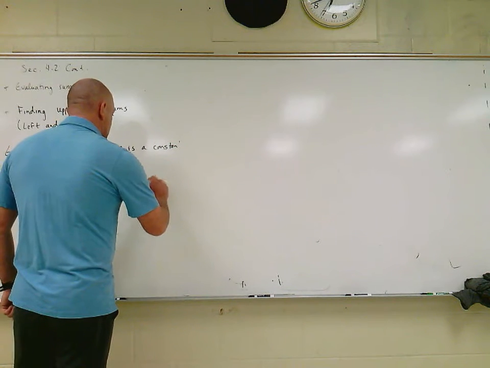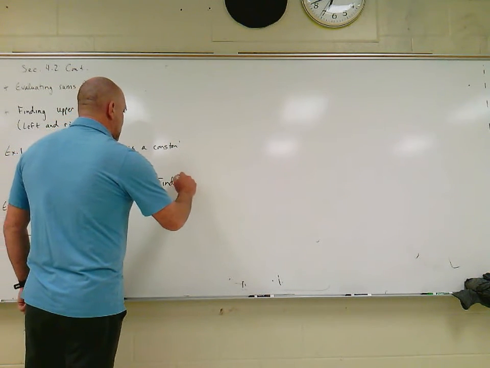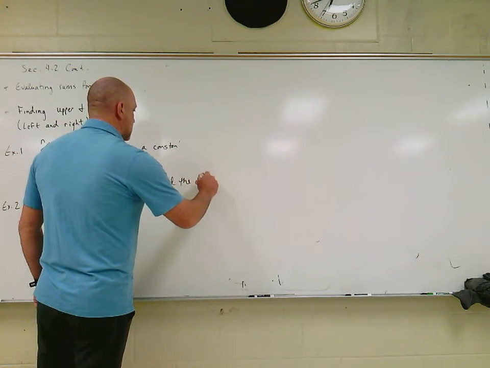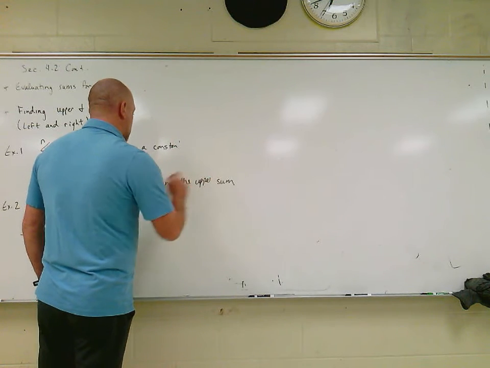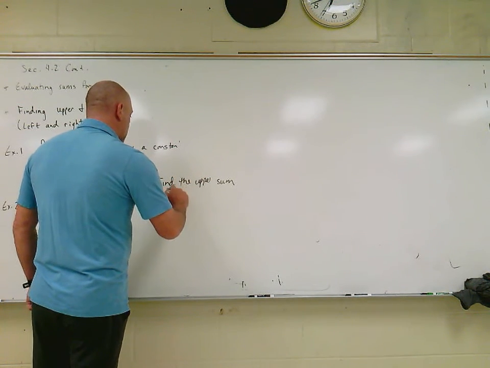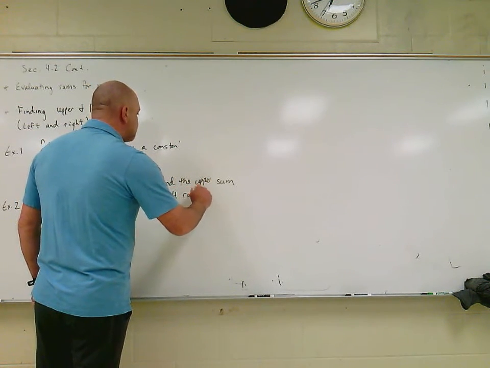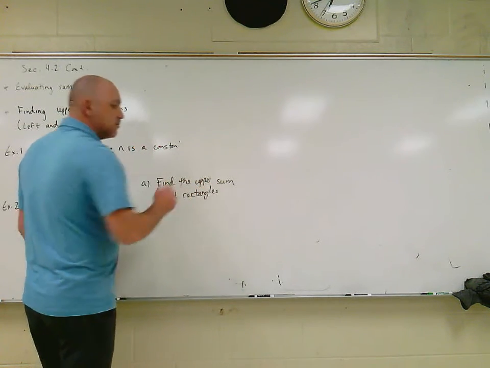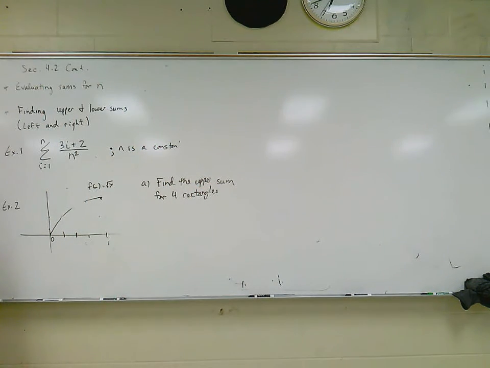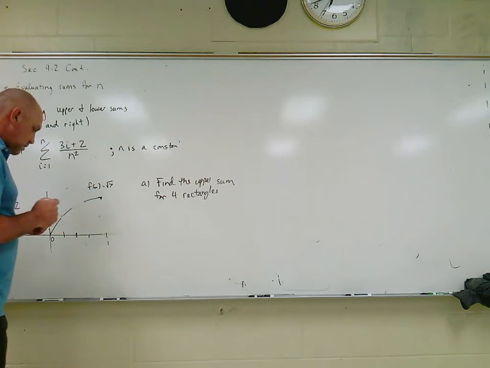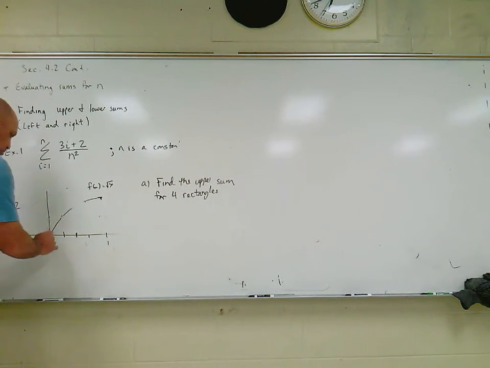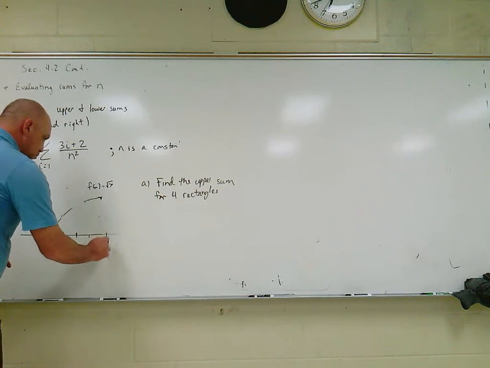Part A, find the upper sum for 4 rectangles. Now, I would not have used the word upper, I would have used right sum, but they want the overestimate. They want the one that's going to be an overestimate. So the first thing is I have to see that the total width of the interval goes from 0 to 1.